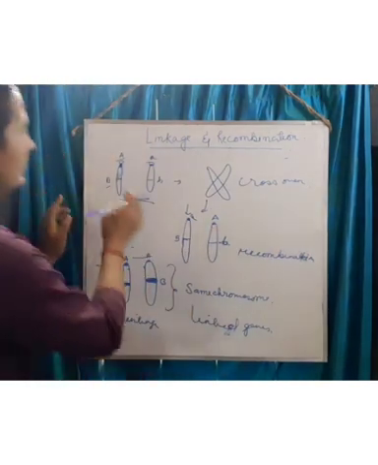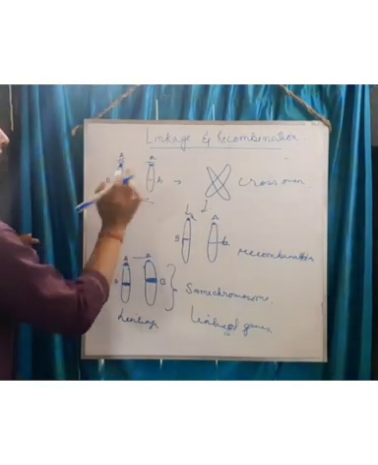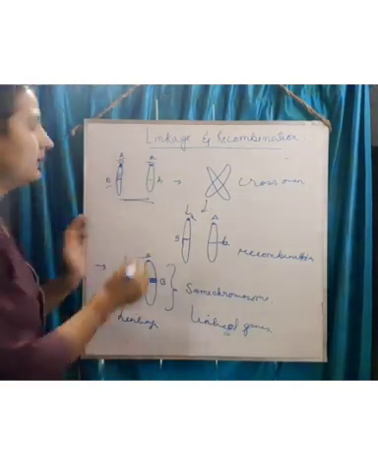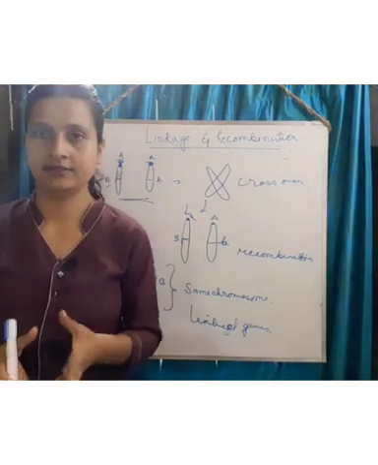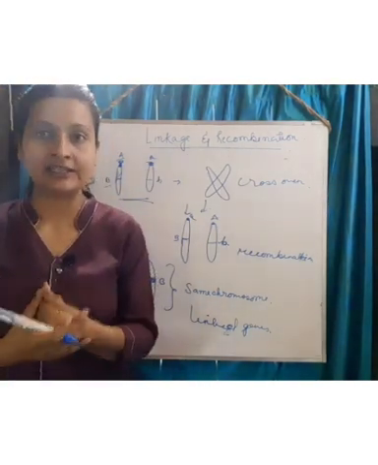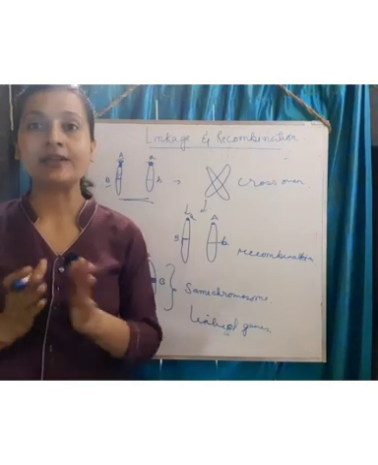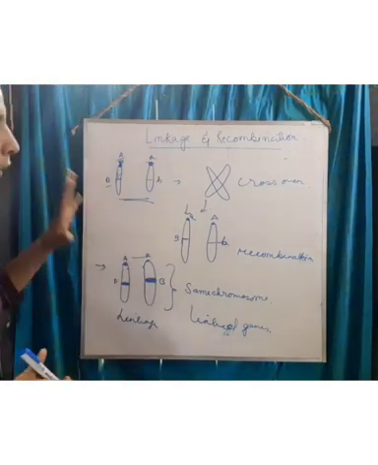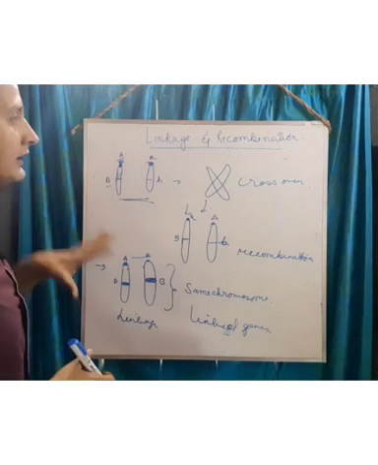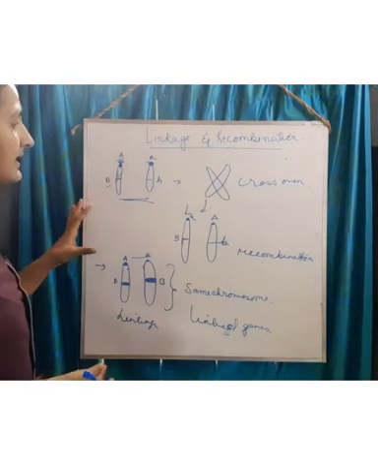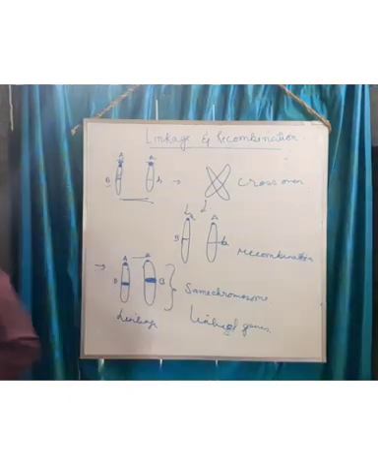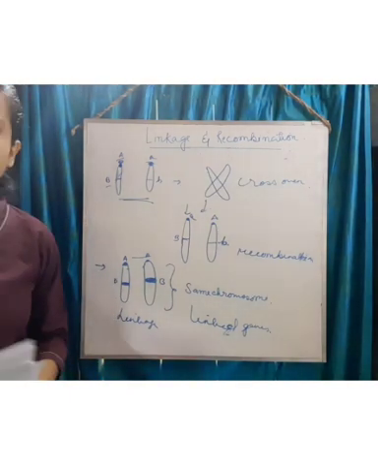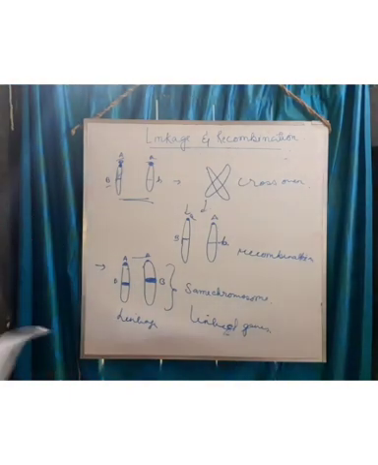And these genes, as I told you, are called linked genes, and the phenomenon that they are linked with each other is called linkage. So, I hope that this is clear to you. What is linkage? What is a linked gene? What is recombination? If you have any doubts on this, then you can ask me, okay?